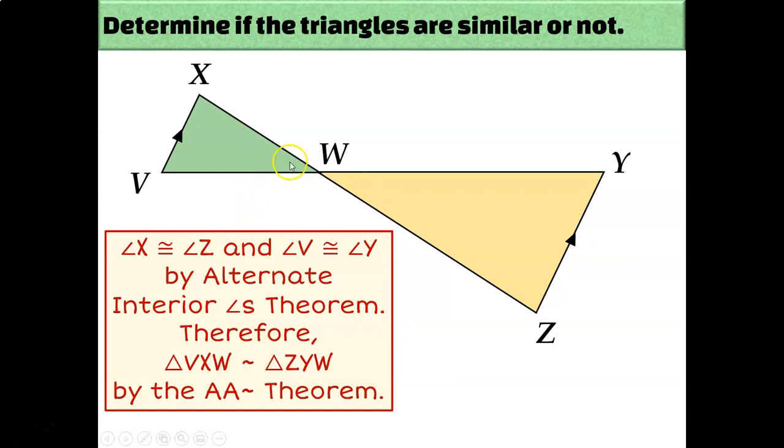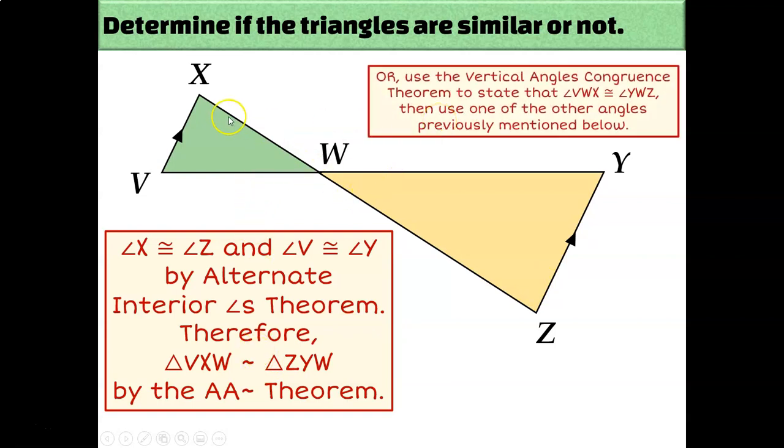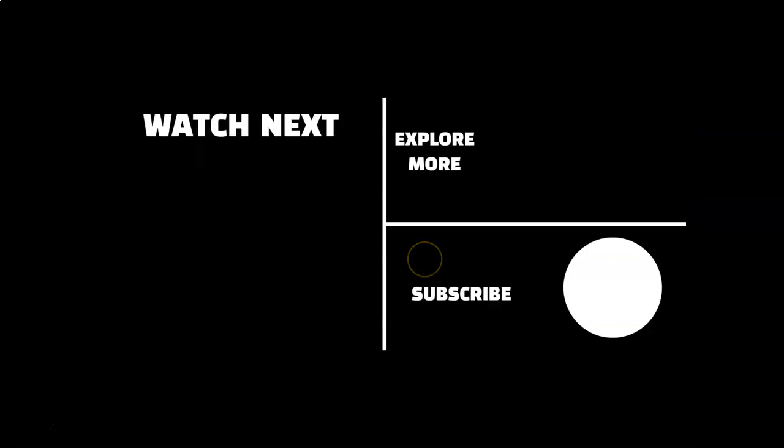Alternatively, you might have noticed vertical angles. So instead of using alternate interior twice, you could have used the vertical angles congruence theorem combined with the alternate interior angles theorem to make the same conclusion that these two triangles are similar. And that's the basics of what you need to know about showing that two triangles are similar. In the next part of this lesson, we'll explore how to show that two triangles are similar if they're graphed in the coordinate plane.